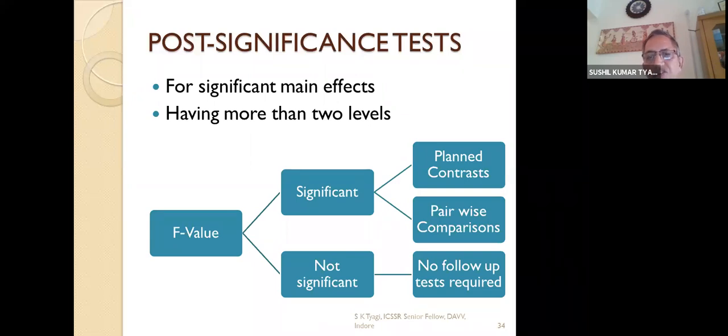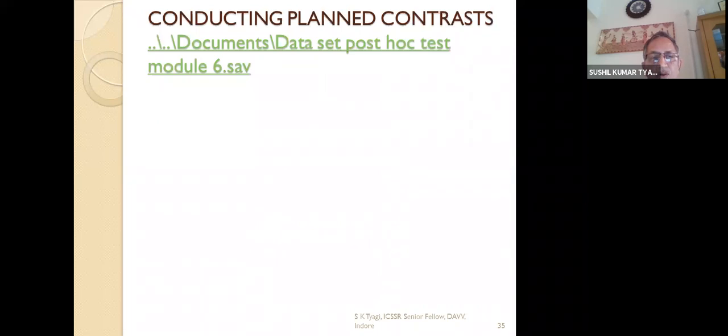Now, post-significance tests are done when there are significant main effects. This is not done for the interactional effect, this is done for the main effect. Point number 1, the main effect should be significant. Then secondly, the main effect should have more than 2 levels. So again, the same flow chart. If the F value is significant, then we have either a planned contrast test or a post hoc pairwise comparison. If it is not significant, there is no need to follow up. No follow-up tests are required. Or if there are 2 levels, then also no follow-up tests are required.